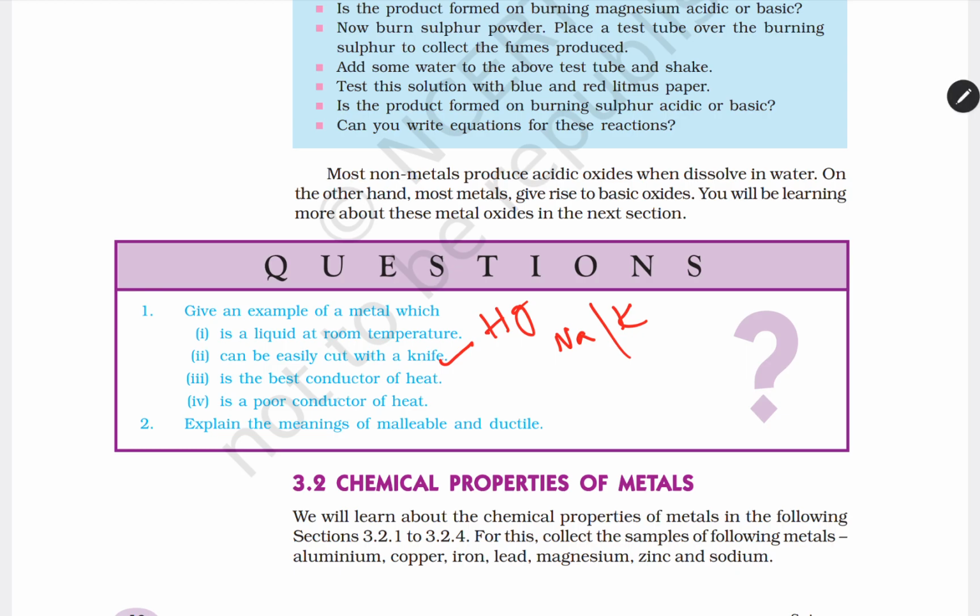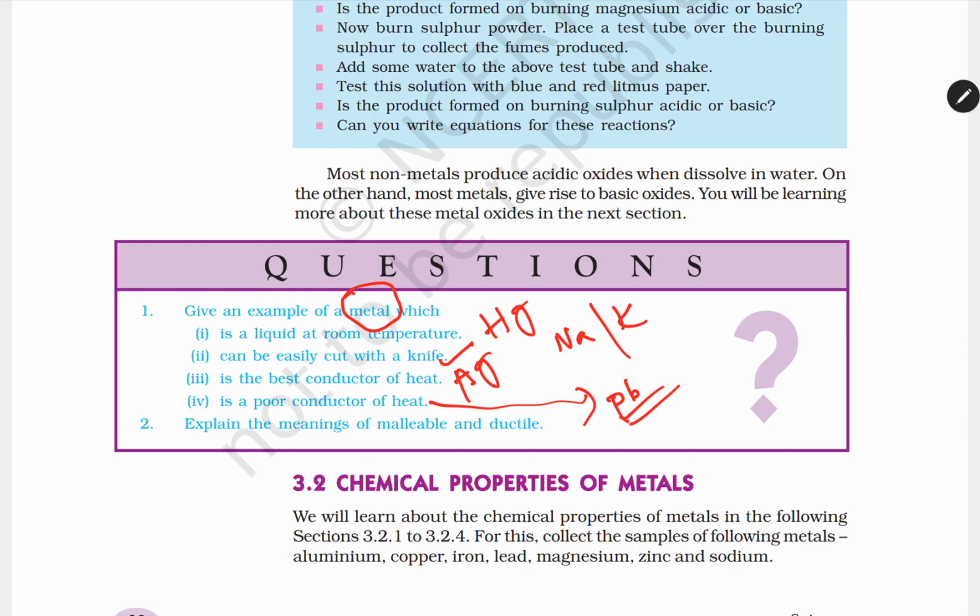What is the best conductor of heat? Silver is the best conductor of heat, that you need to observe, followed by copper and gold, which are the next better conductors. What is the poor conductor of heat? Lead is a metal, but it is a poor conductor of heat compared to the other materials. Here they are asking all about metals only. Compared to all metals, plumbum or lead is the poorest conductor, right?